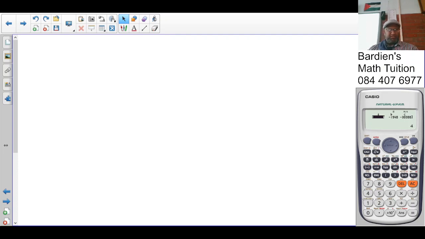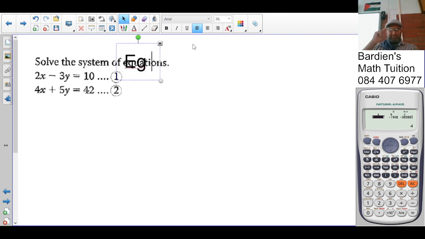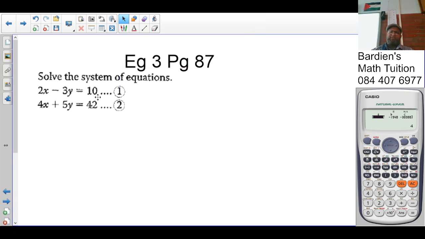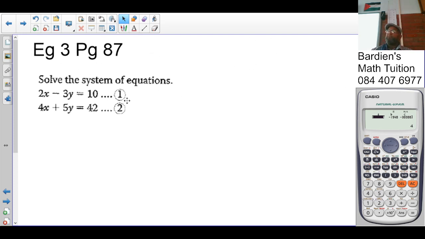I think I must teach you the elimination method as well, so you can decide which one you can use. I just remembered now that at university you need the elimination method, because there are more than two variables they work with. And the substitution method is very difficult for that particular operation.